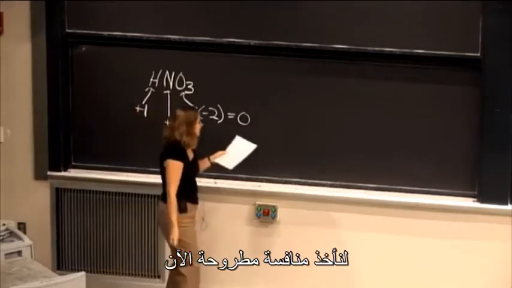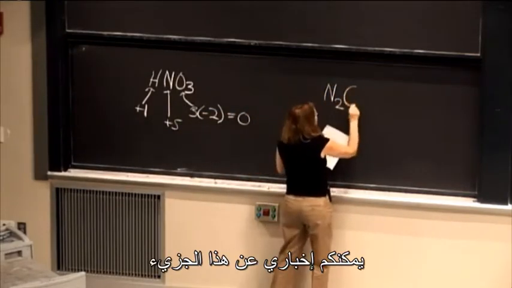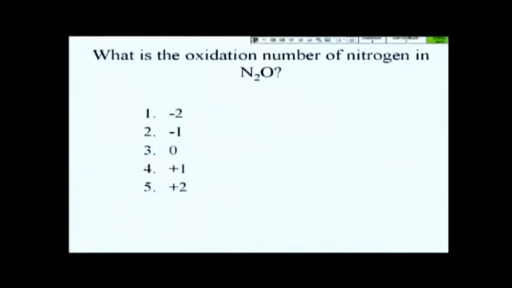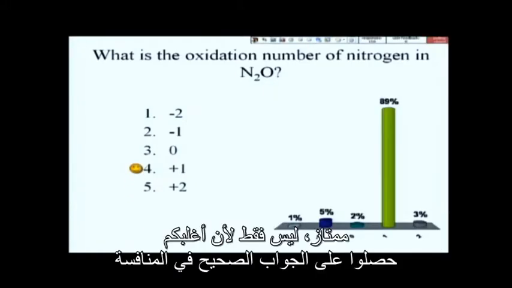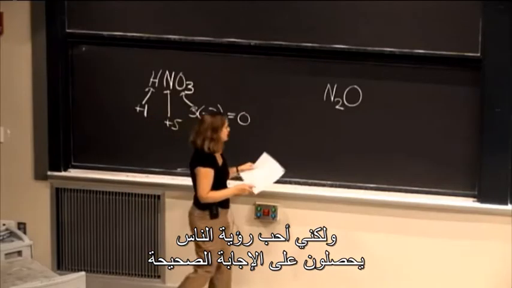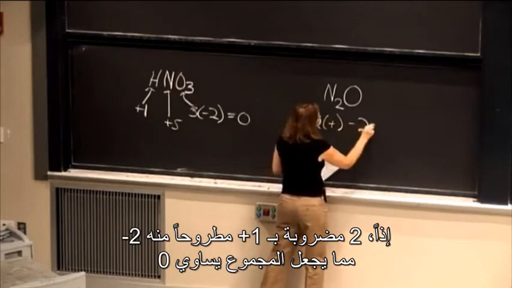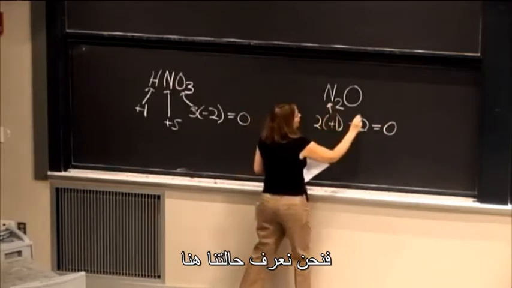All right, so you're very good at this. So let's bring in that clicker competition. And you can tell me about this molecule. All right, 10 seconds. Excellent. Not necessarily for the competition, since most people got it right, but I loved seeing people get it right. So 2 times +1 minus 2 is 0. So we know our states here.